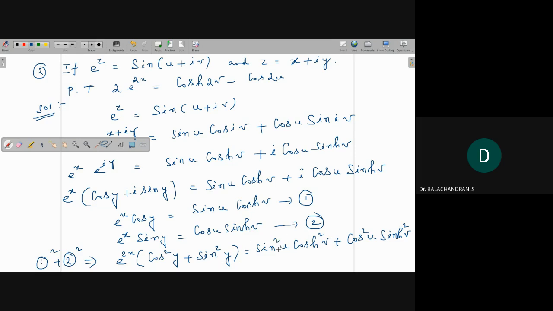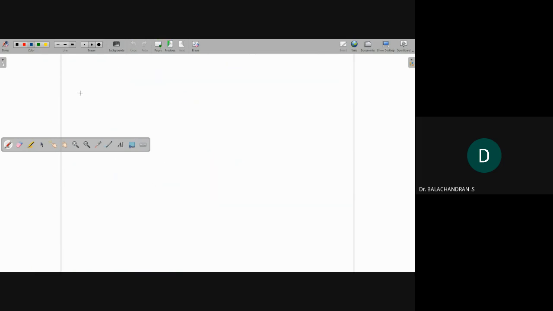But here I have a sine term on the right, and I don't have a sine term on the left. So first convert sin square u in terms of cos square u, keep cos h square v and cos square u, and write sin h square v in terms of cos h square v. That is the next step. I'll go to the next page. So please tell, the left hand side is what? e power 2x into 1.